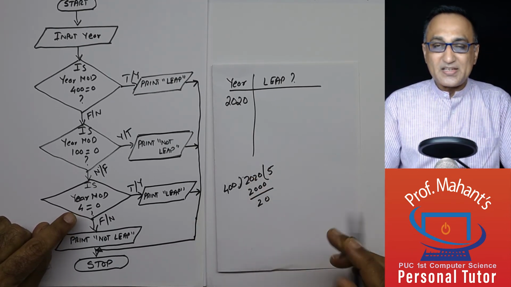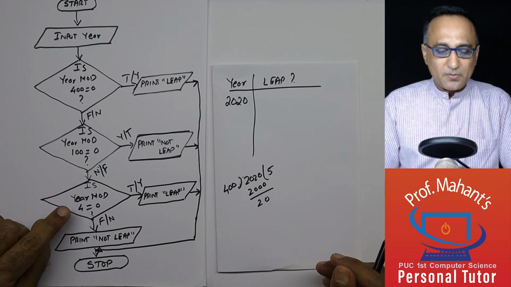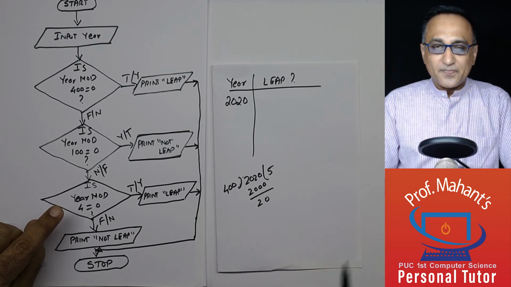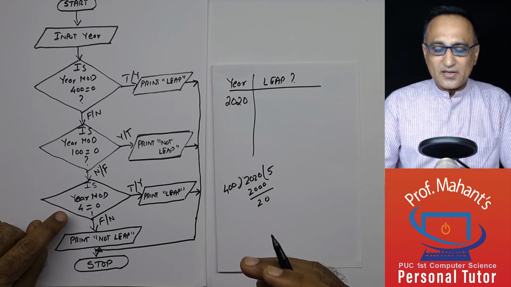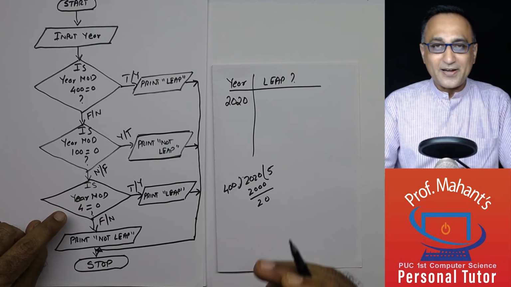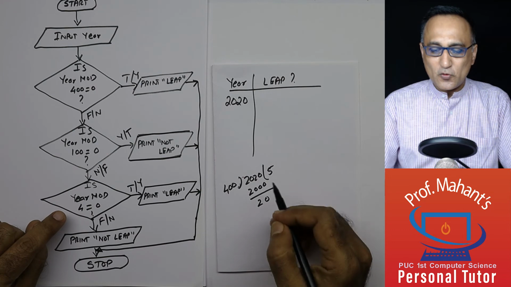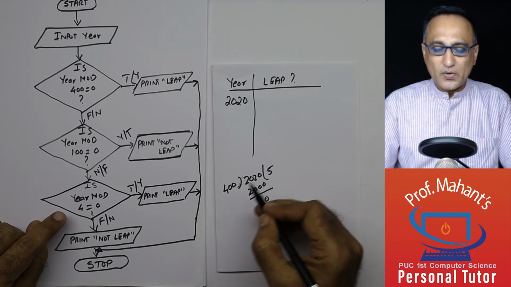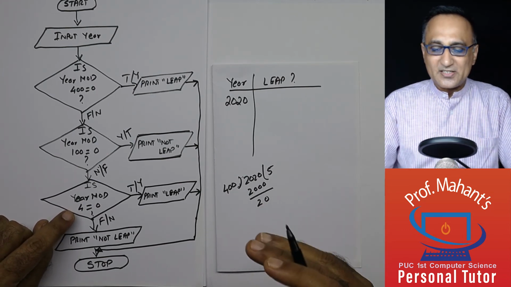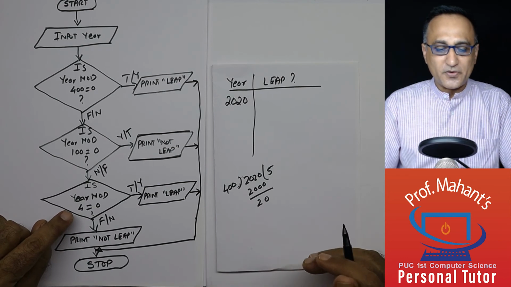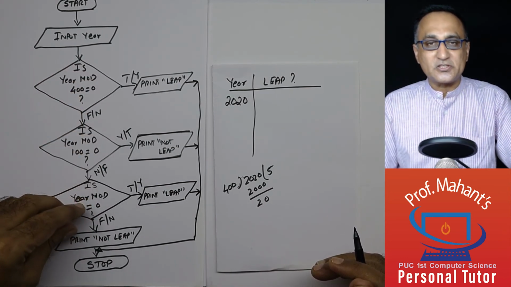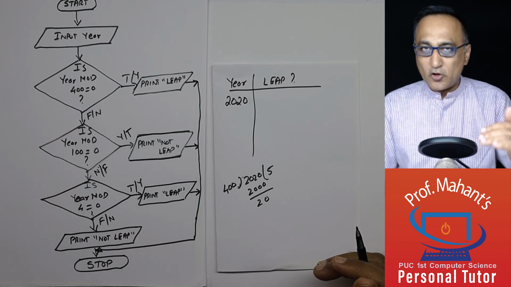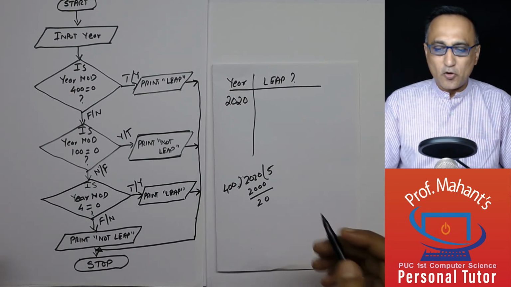So 2020 is an example of a leap year because 505 into 4 is going to give you 2020. So 2020 is divisible by 4. It's a non-century year and it works perfectly. Do not try to change the order of these decision boxes. If you change the order, the logic is going to go wrong and you're going to get the wrong output.